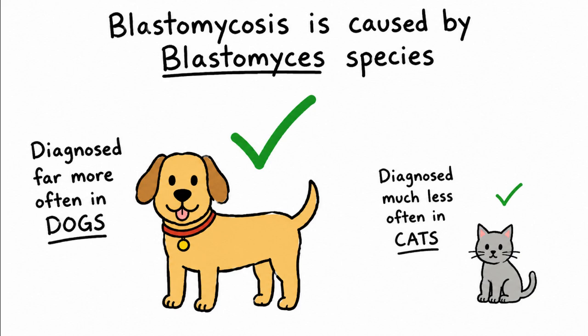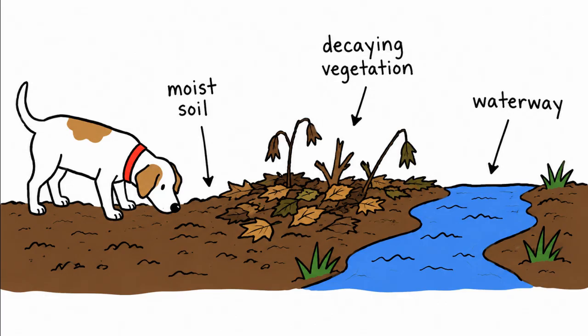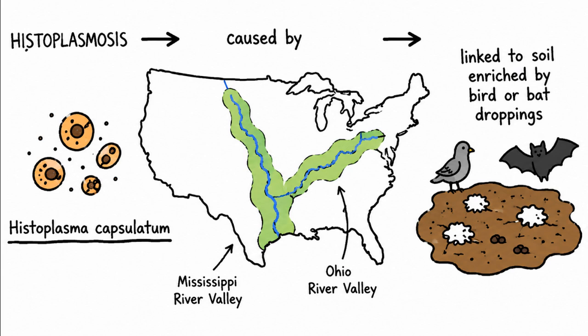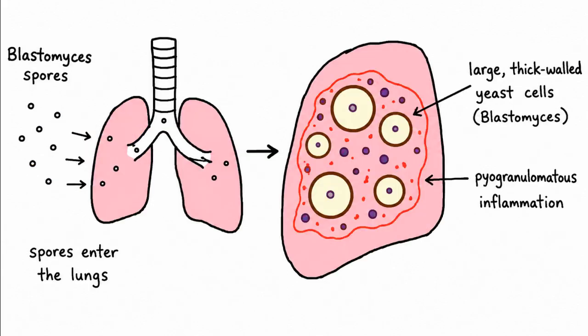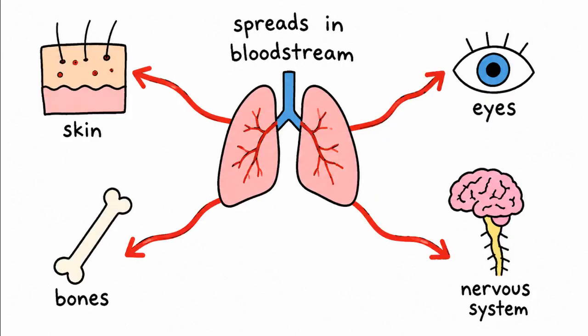Blastomycosis is caused by Blastomyces species and is diagnosed far more often in dogs than cats. Exposure is associated with moist soil, decaying vegetation, and waterways. Histoplasmosis is caused by Histoplasma capsulatum and is linked to soil enriched by bird or bat droppings around the Ohio and Mississippi River valleys. After Blastomyces spores enter the lungs, they become large, thick-walled yeast cells and create pyogranulomatous inflammation. The organism may then spread through the bloodstream to the skin, eyes, bones, and nervous system.